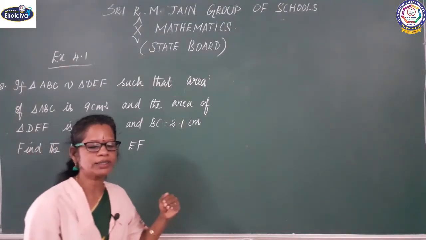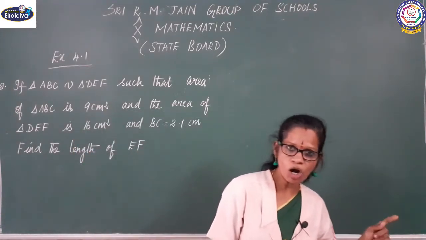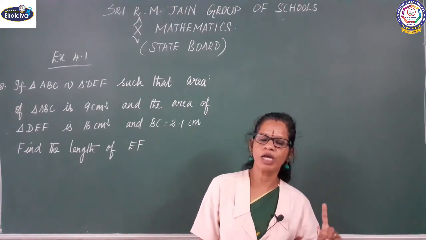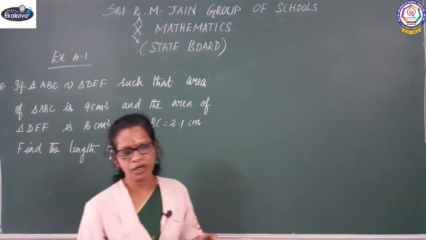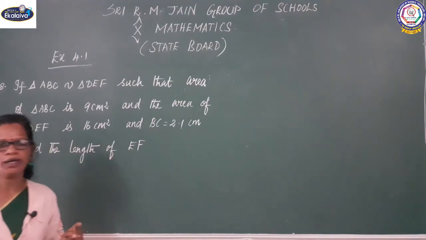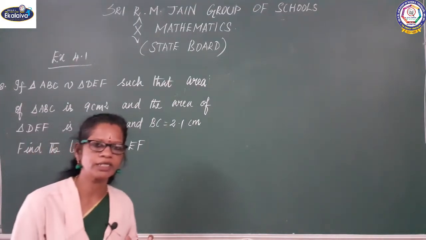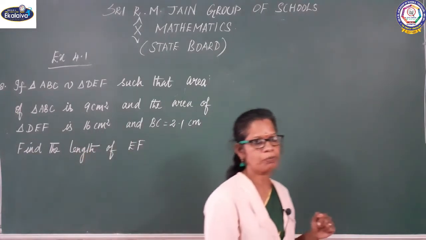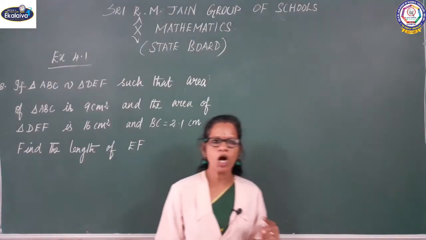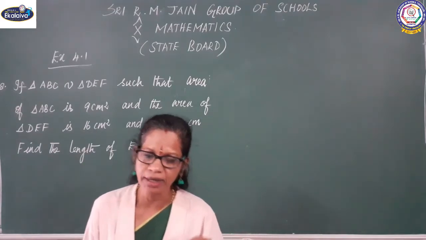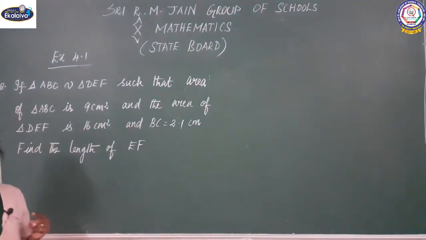First you should know one thing: the ratio of the areas of two similar triangles is equal to the ratio of the squares of the corresponding sides. Once again I am going to repeat, the ratio of the areas of two similar triangles is equal to the ratio of the squares of the corresponding sides.